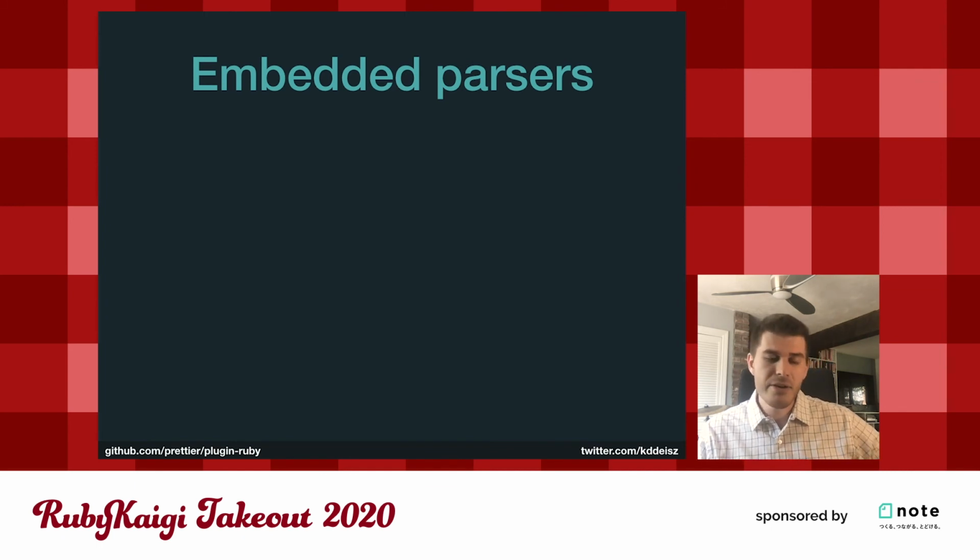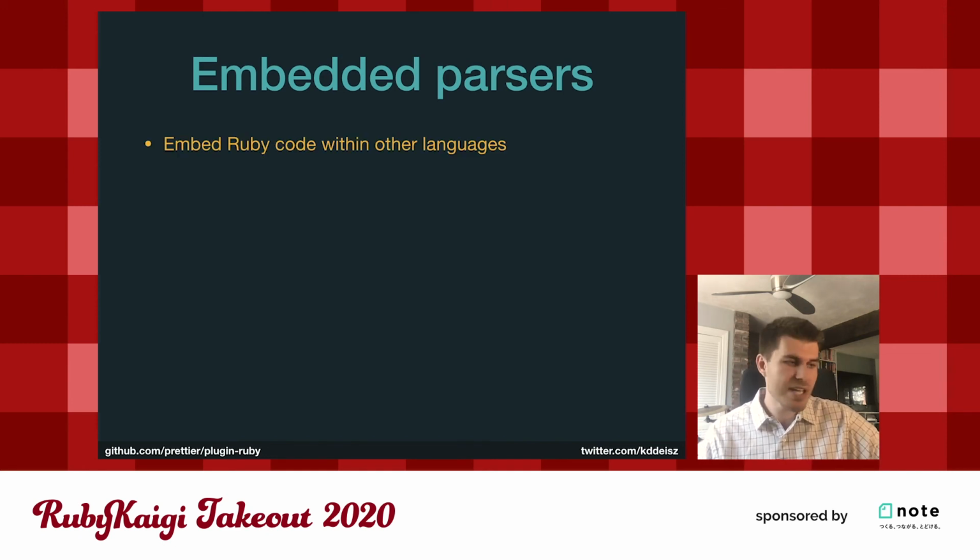So there aren't a ton of examples of this in the wild, but there are some times where it's just nice. For instance, you can embed Ruby code within other languages. If there's ever a time where you're executing Ruby code or showing Ruby code and you want it to be formatted, because Prettier can embed the Ruby parser into a larger parser, it can actually be formatted correctly. And I'll show you an example of this in just a second.